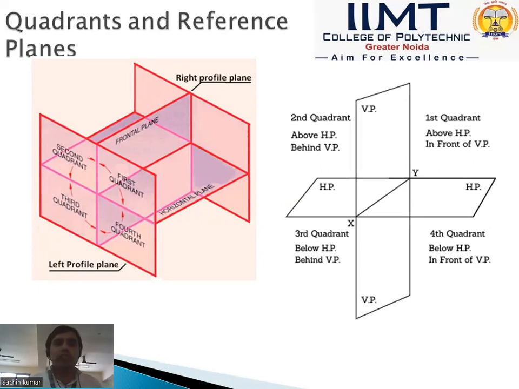We discussed in the previous classes why we use first angle projection and third angle projection, but cannot use second angle projection and fourth angle projection. In first angle projection, the front view goes above the xy line and the top view goes below the xy line. In third angle projection, the front view goes below the xy line and the top view goes above the xy line.